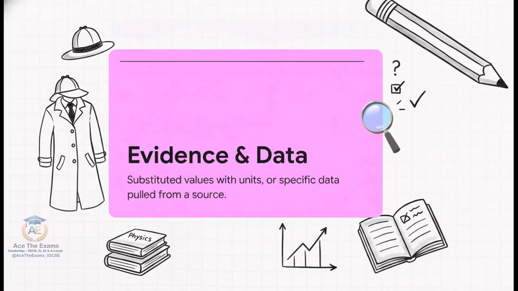Step 2 is where you become that data detective. Evidence and data. You have to physically pull evidence, substitute values, and mathematically prove your work. Do not do the math in your head. Write out the specific numbers from the question directly into the equation you just wrote down. Examiners cannot give you method marks if they literally cannot see your evidence on the page.